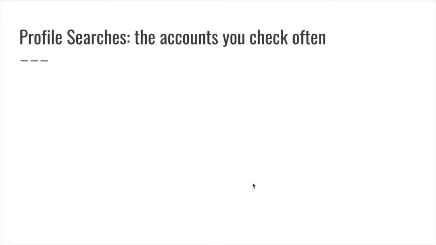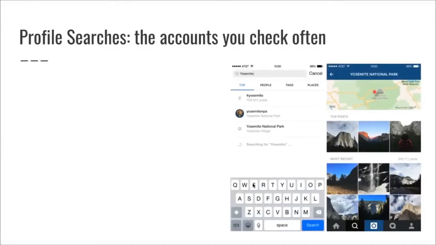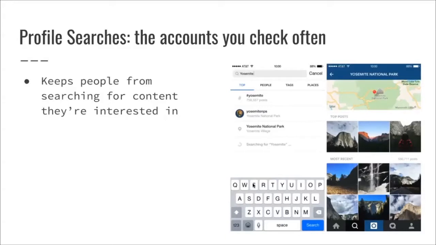Profile searches. So the accounts that you actually check often. This is an example of how it pretty much looks when you're searching. Basically this helps people find content that they're interested in. Whenever you go here, it'll automatically bring up whatever it is that you're interested in or searching for. And I've followed a lot of people using this because a lot of times I don't feel like going through my news feed, and when I'm looking for people in my industry, it's kind of hard to look for certain things. So whenever you're doing a profile search, you're able to find things that you're interested in.